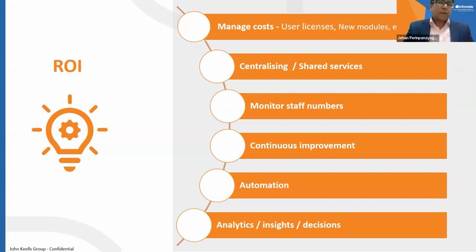So here's how you can ensure you get your ROI: manage your costs, user licenses, new modules, look at it critically. Ensuring centralization, a group of expert users will help you. User discipline will definitely help you. Monitor your staff numbers, right? Make sure that there isn't scope creep. Continuous improvement is key. Look at automation opportunities, right?